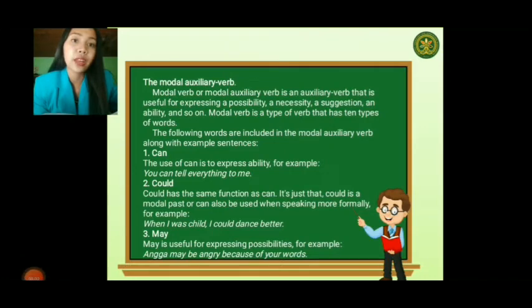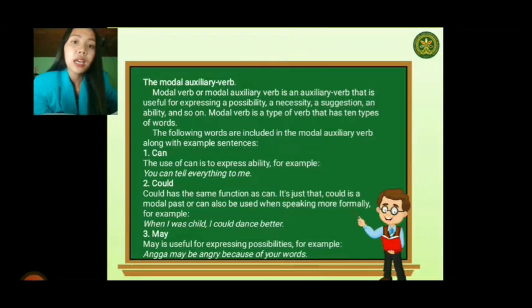The modal auxiliary verb. A modal verb, or modal auxiliary verb, is an auxiliary verb that is useful for expressing a possibility, a necessity, a suggestion, an ability, and so on. A modal verb is a type of verb that has that type of word. The following words include the modal auxiliary verbs along with example sentences.